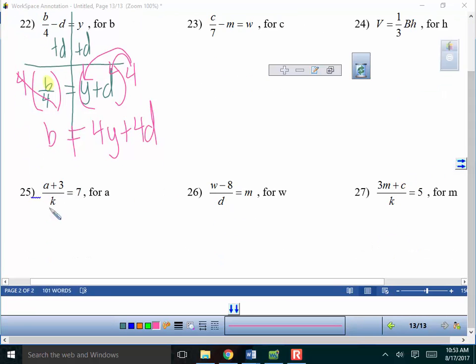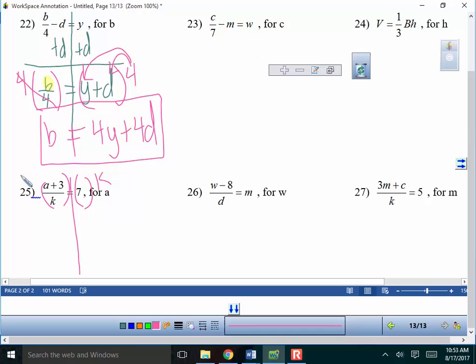Okay, let's look on number 25. On number 25, we want to solve for A. Wait, that don't answer b equals. Oh, yes, I'm sorry. I need to circle that. Right. Once the letter that we're solving for is by itself, we are done. Okay? On number 25, how would I solve this one? Try. Multiply both sides by K. And what happens to these K's? They cancel. And that leaves us with A plus 3 equals what? 7K. Very good.